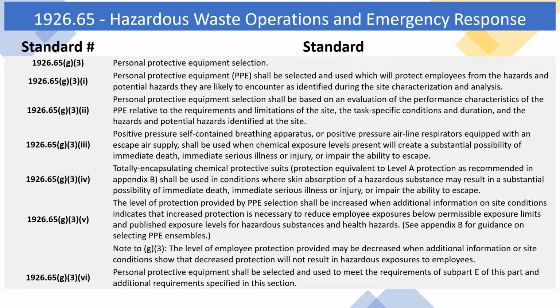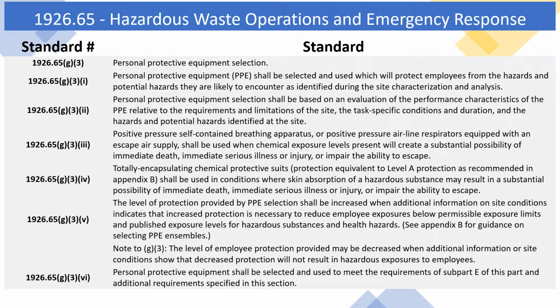1926.65 G3 5. The level of protection provided by PPE selection shall be increased when additional information on site conditions indicates that increased protection is necessary to reduce employee exposures below permissible exposure limits and published exposure levels for hazardous substances and health hazards. See Appendix B for guidance on selecting PPE ensembles.